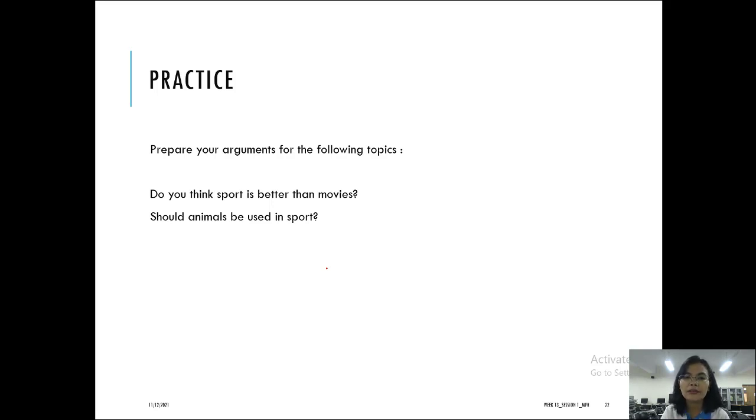And of course, when you give the evidence, it should not be only one-sided. You need to give general evidence that is applicable in most countries, or most areas. So it's not only, in my house, sport is better than movies, because that won't represent the whole community. Please prepare your arguments, and do not forget, when you add the evidence, you need to add the source of the evidence as well.